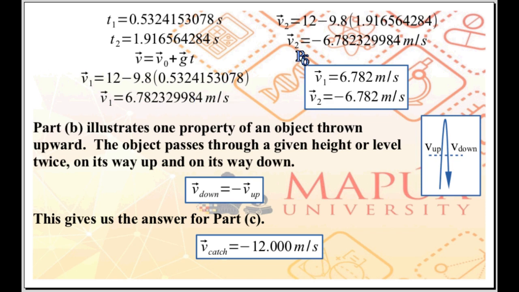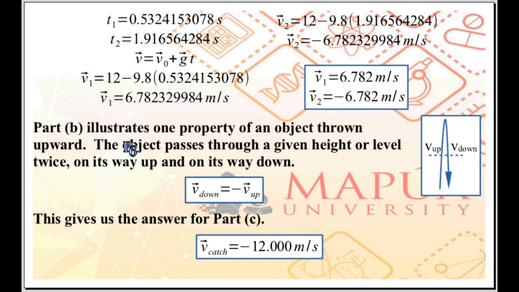So the two answers for velocity at the 5-meter mark: V1 is equal to 6.782 meters per second, and V2 is equal to negative 6.782 meters per second. Notice that magnitude-wise, they both have the same value, 6.782, but one is heading in the positive direction, the other one in the negative direction.